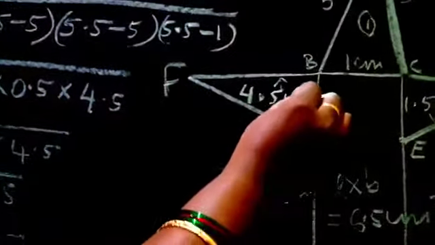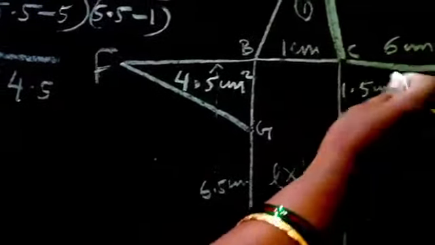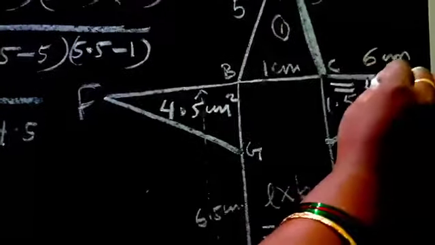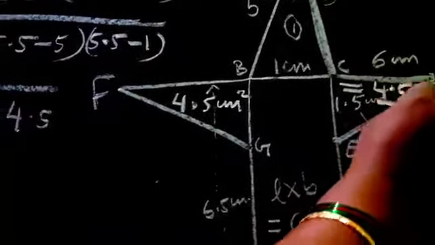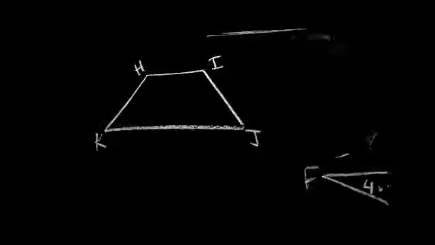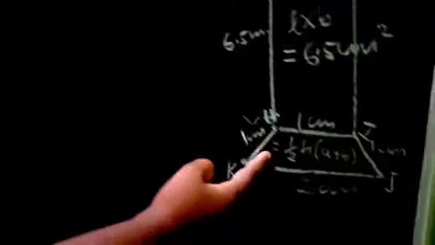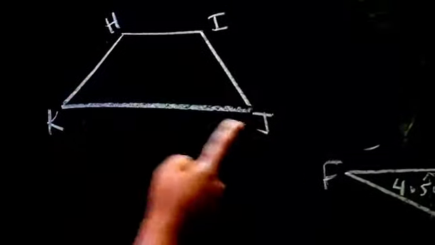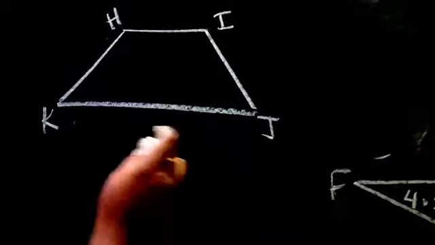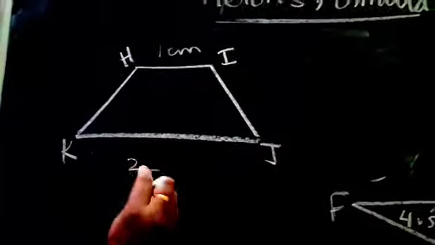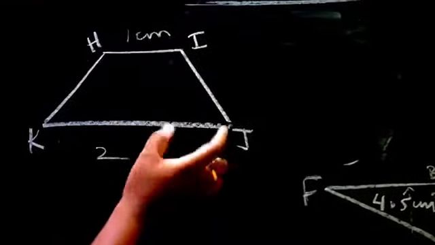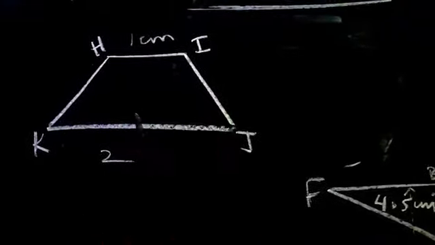This area is 4.5 centimeter square. Here also we have 4.5 centimeter square, the area. Now this trapezium portion I have taken here separately. HIJK. This full side we have 2 centimeters. This side we have 1 centimeter. But I am going to take here a parallelogram. So 1 centimeter here. I am taking 1 centimeter same as like this.